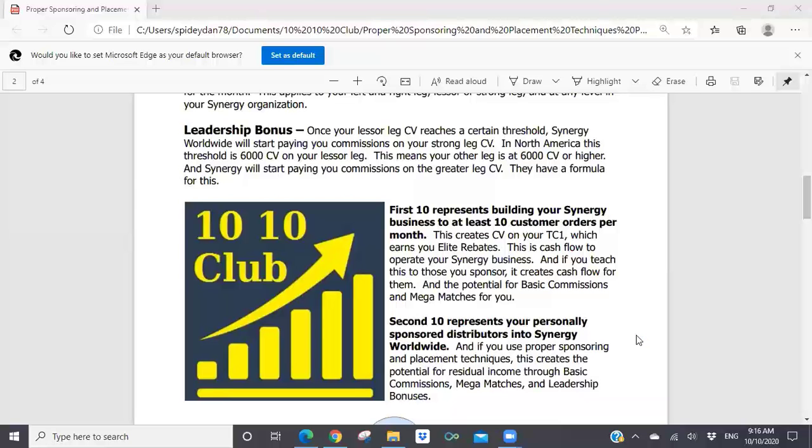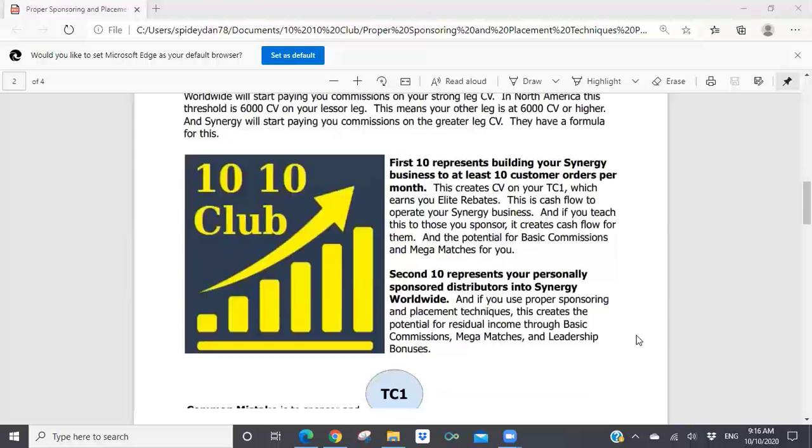So you have to understand proper sponsoring and placement techniques, as we want to place active distributors in your Synergy organization. And if they don't want to go to work and they don't want to build their Synergy business, which means building a customer base so that they can create cash flow to their tracking center one, just help them stay happy product users, because you're going to then better compensate yourself through elite rebates than through basic commissions and maybe no basic commission. Plus, you won't get any mega matches off of them because they're not building anything.